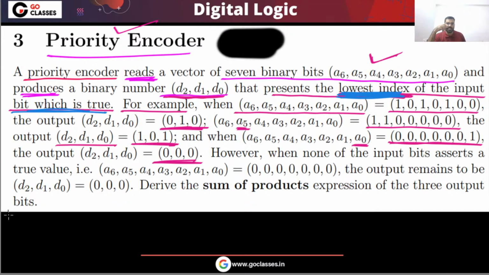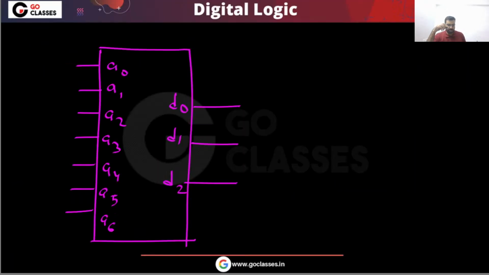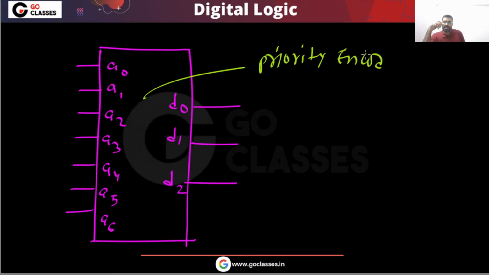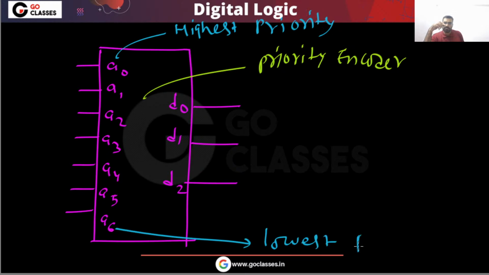Read the question. The question is very simple, and it is a standard question. You can notice this type of question they give in the exam, every detail is there. There is no ambiguity, this is a well framed question, every piece of information is given to you. So did you understand the question? This is a priority encoder, and the question is saying this has the highest priority and this has the lowest priority, and the priority is decreasing.